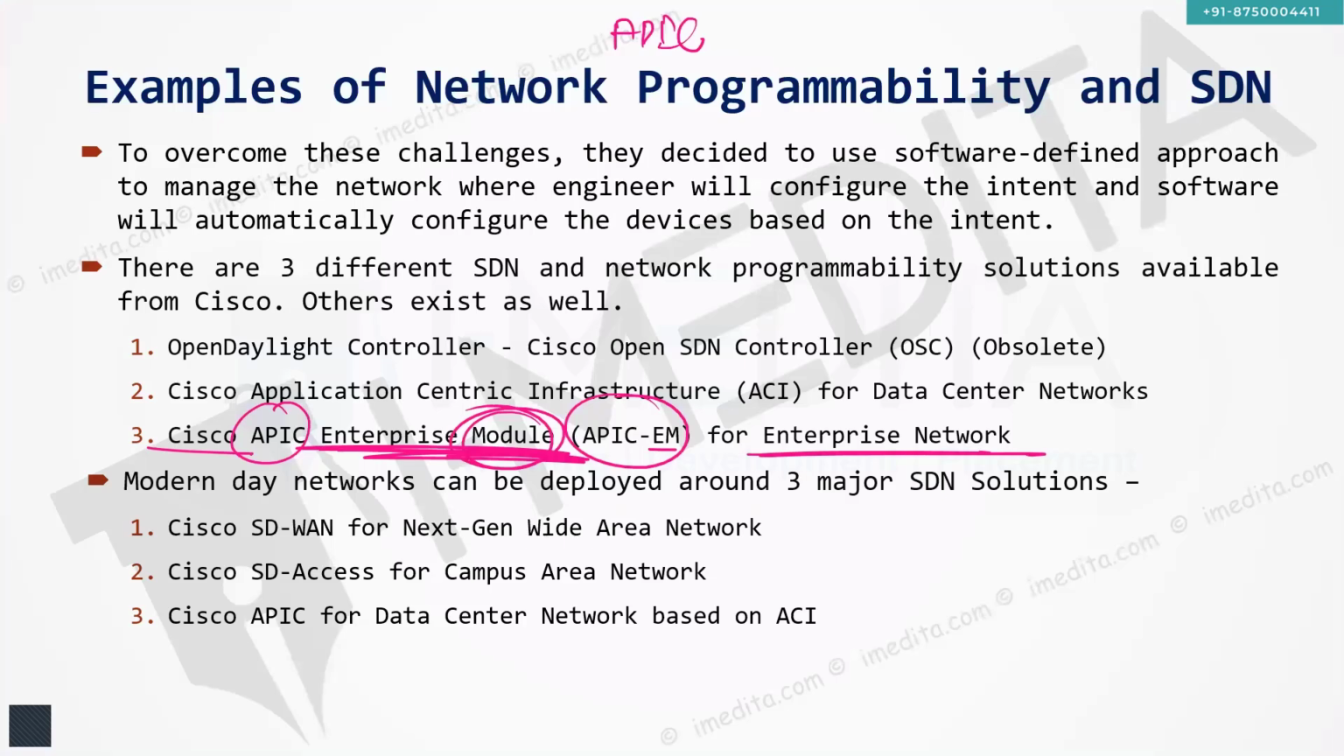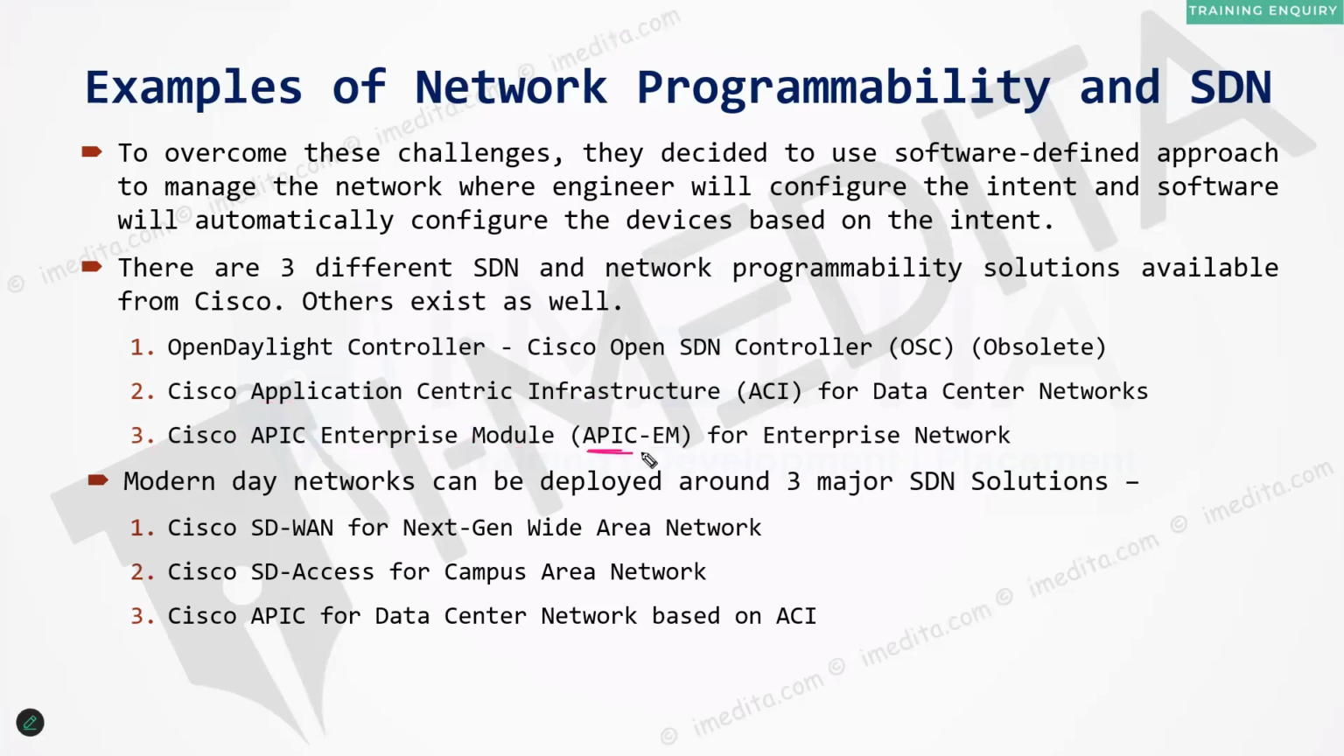The APIC-EM, Application Policy Infrastructure Controller, was inspired from APIC. They created an enterprise version, an enterprise module. This was a different controller. APIC was a different controller, and APIC-EM was a different controller. Unfortunately, APIC-EM could not gain that much popularity, and they no longer sell this controller as well. So the only controller that you see for the data center infrastructure is the ACI APIC. APIC-EM, the enterprise module of the same controller, is no longer present in the network.